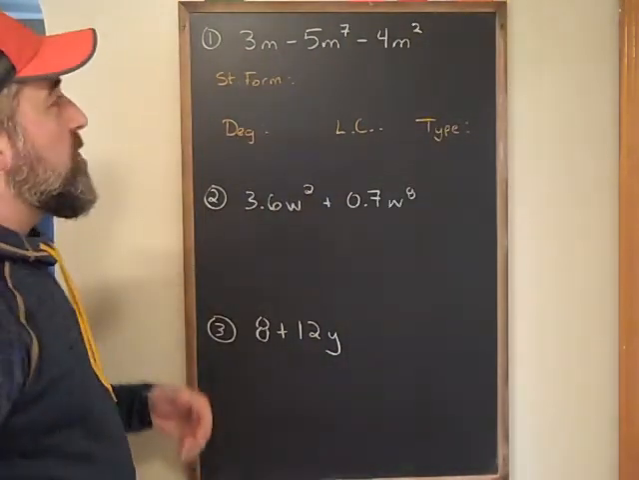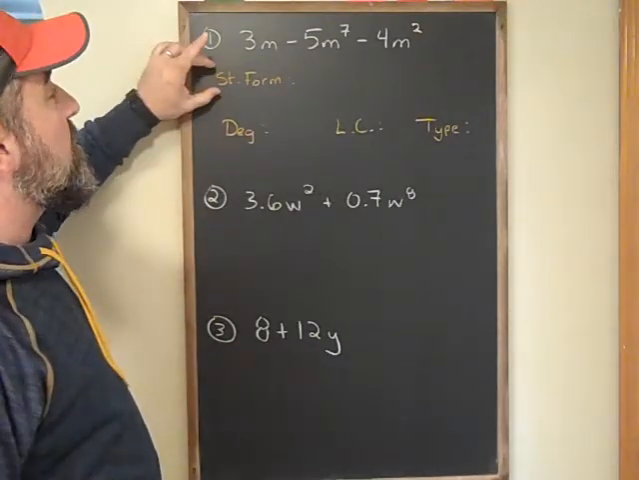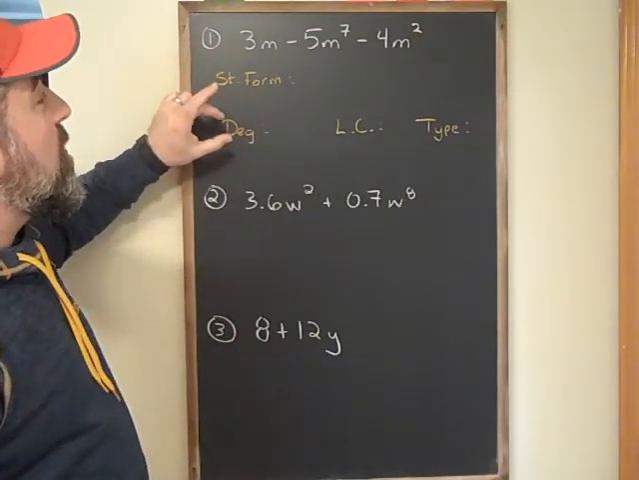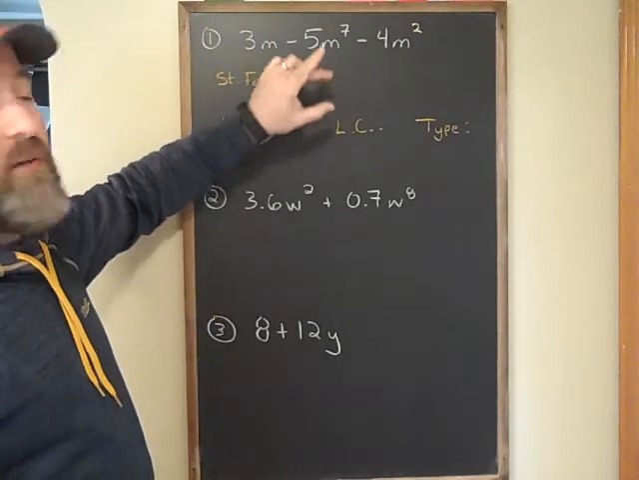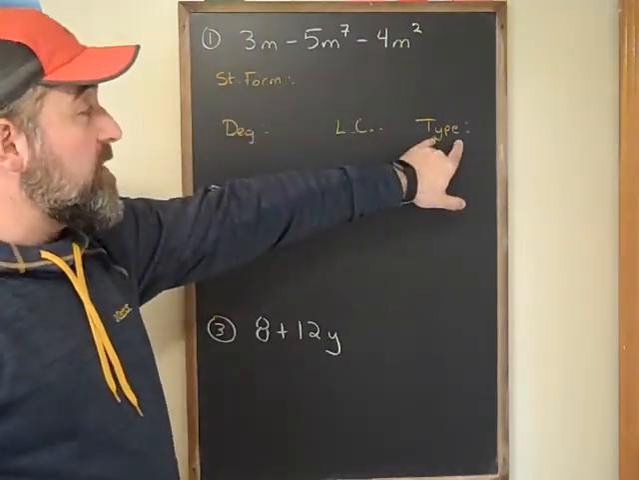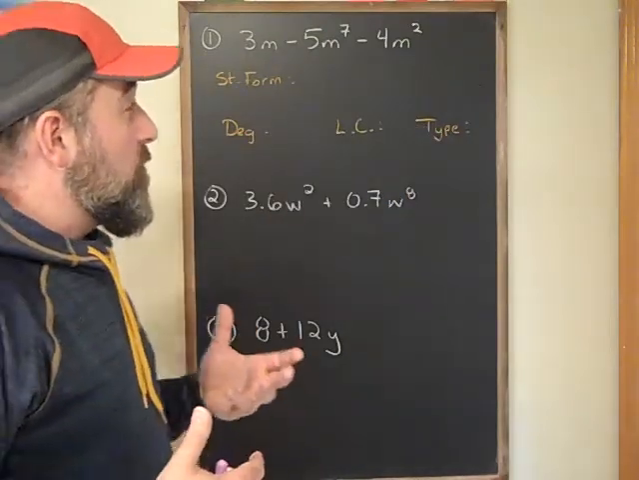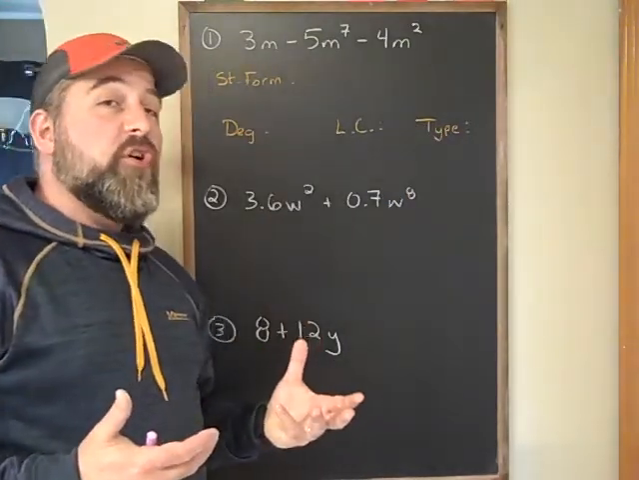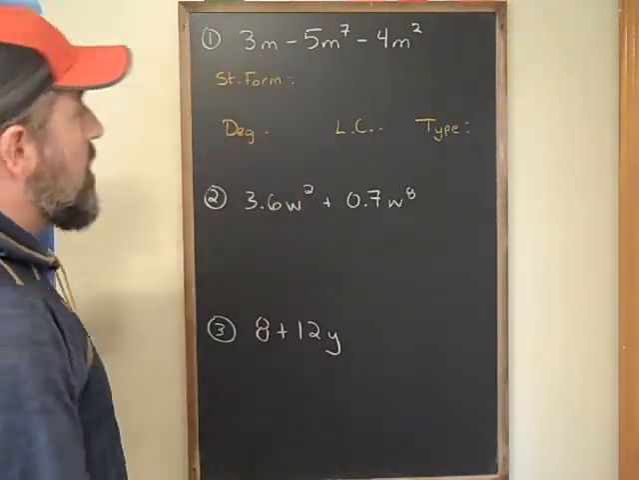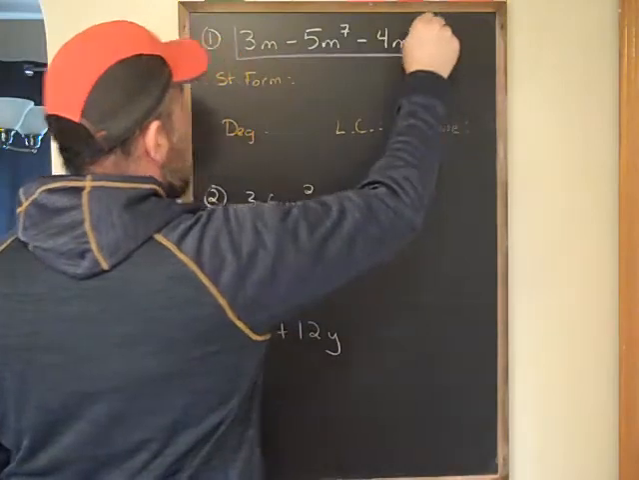In these three examples, we're supposed to take each polynomial, express it in standard form, give the degree of the polynomial, give the leading coefficient of it, and classify it as to what type it is. Now again, when we're classifying by type, we're giving it based off of the number of terms that are in the polynomial. So notice this polynomial in example 1 has 3 terms.